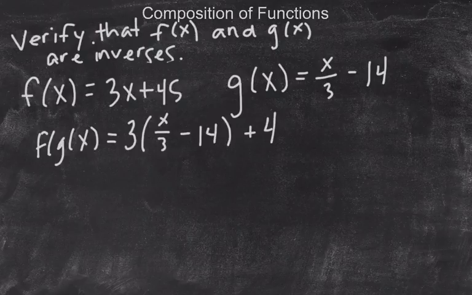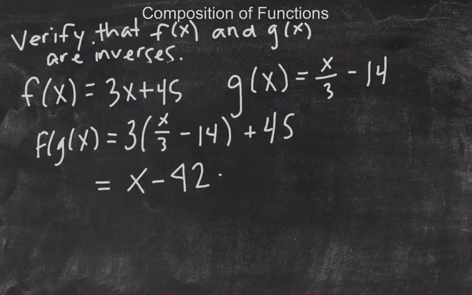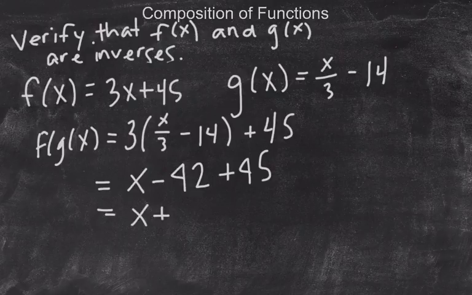So if I distribute that 3 in, I'll get x minus 42 and still have the plus 45. Negative 42 and positive 45 simplify to be positive 3. So when I do f of g of x, I get x plus 3, which shows me that these are not inverses.